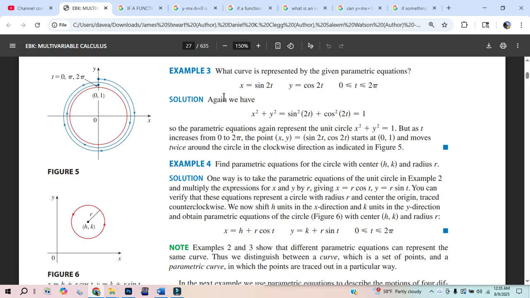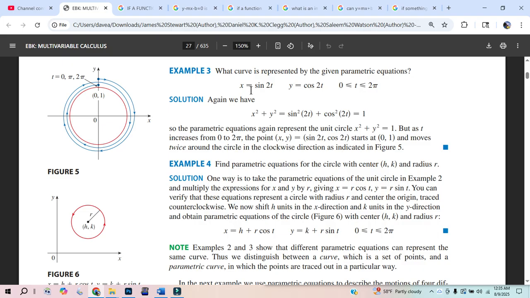And so we have to eliminate the parameter. Like, what's a trigonometric equation? And I think that's the most useful. It's like, what is a trigonometric equation that relates x and y? Or what relates sine and cosine? You know what I mean?